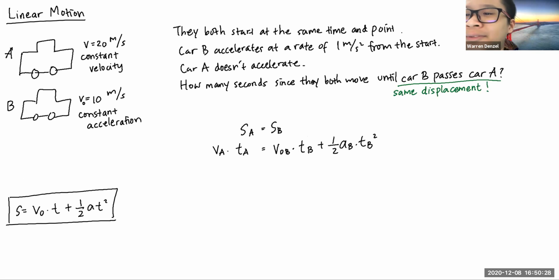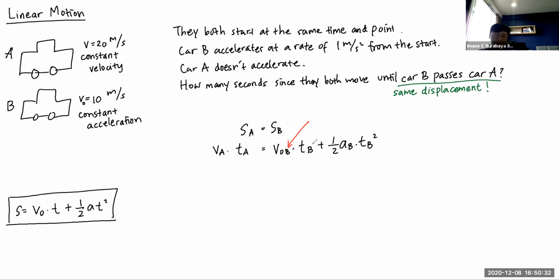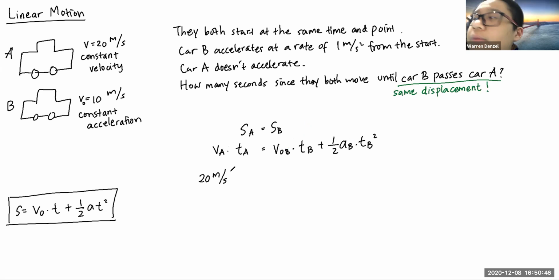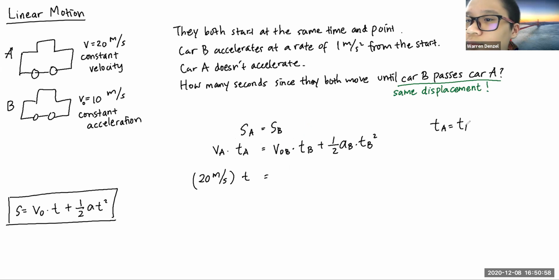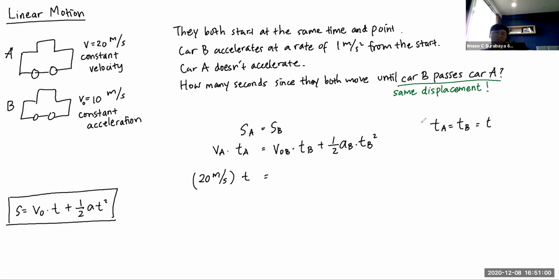Okay, if you're confused, this B just means it's for B. That's why I have B in every variable. So we can plug in values. VA is 20. TA we don't know. They move for the same amount of time, right? Yes. So TA is equal to TB. Let's just call it T.